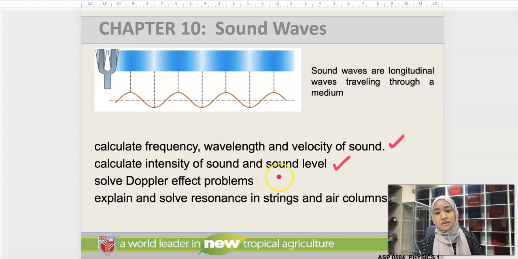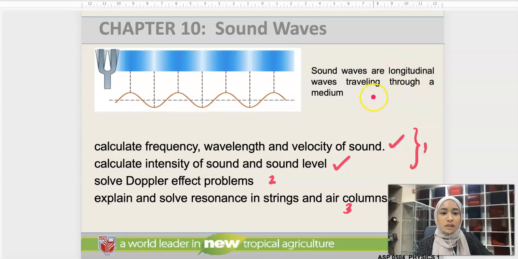Explain and solve resonance in strings and air columns. So this will be your first part, and this will be your second part, and this will be your third part for chapter 10. And what should I say just now? Okay, never mind. If I remember, I'll tell you.